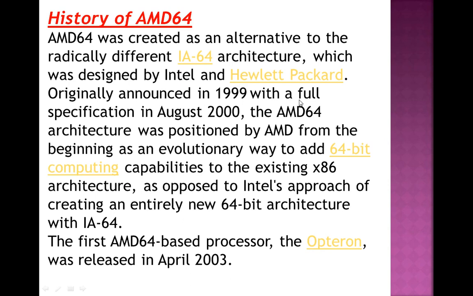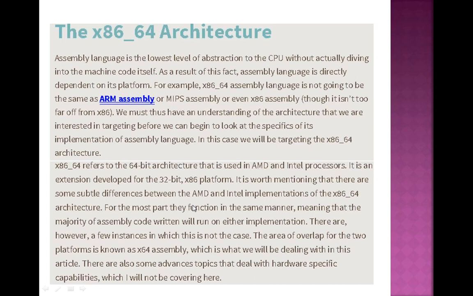This whole paragraph says how AMD came into the picture. First of all, it comes in 1999, then August 2000, then Intel's approach of creating an entirely new 64-bit architecture with IA64. Now, this is the important line: the first AMD64-based processor, the Opteron, was released in April 2003.